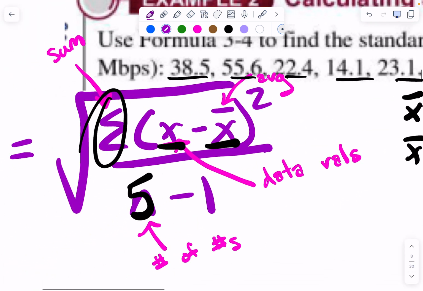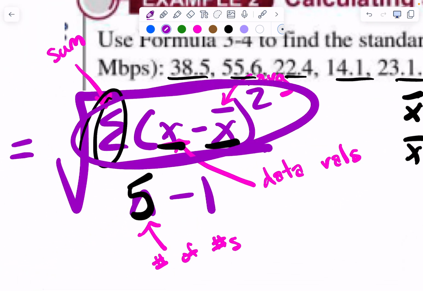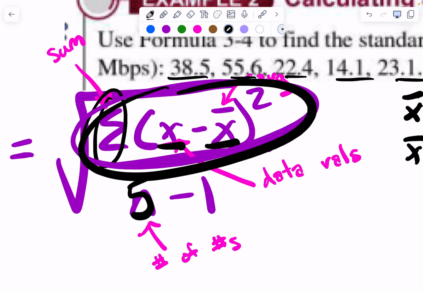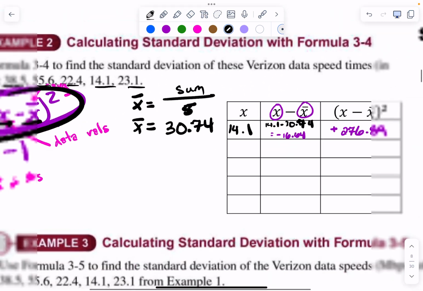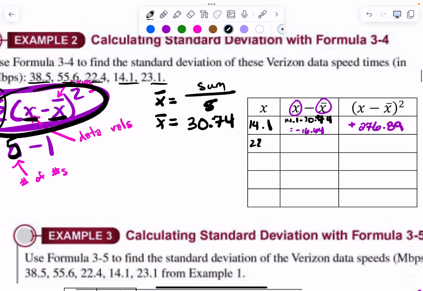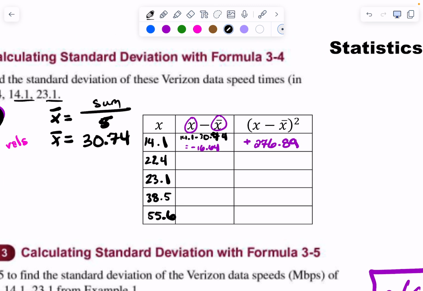What I want to do for my formula is sum all of them, which means I have to do it 5 times, once with each number, and then sum them together. This is where the yucky part comes in. My next numbers are 22.4, then 23.1, then 38.5, and then 55.6. We are doing the standard deviation, which means how is it deviating from average? I am trying to find out how far each number is away from average. That's why I'm subtracting them.